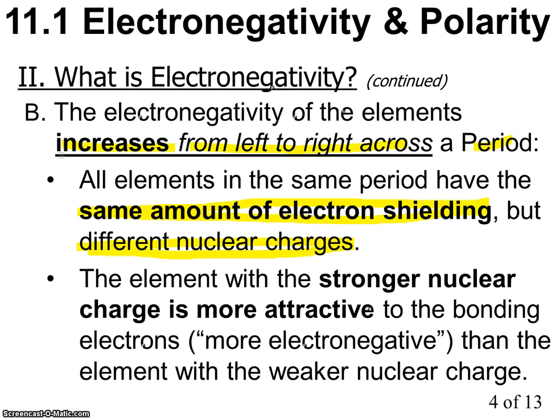So therefore, the element with the stronger nuclear charge, in other words, more protons than the other element, is going to be more attractive to the bonding electrons. And what that means is it's going to be more electronegative than the element with the weaker nuclear charge. And this should make sense because electrons are negative, protons are positive. And so if you have one side of a bond that has a very strong positive charge because it has a greater or stronger nuclear charge, the electrons are going to be pulled towards it, just like any other case where you have opposite charges attracting.